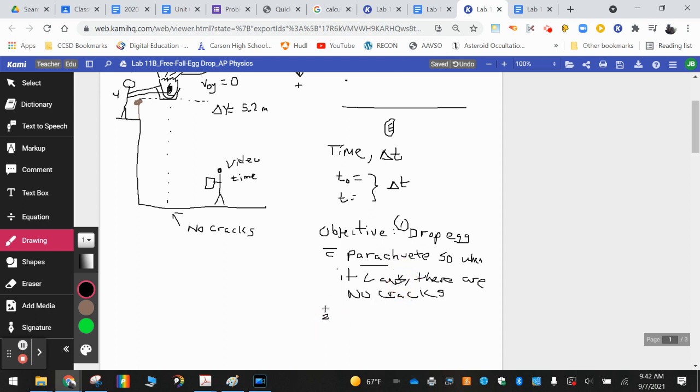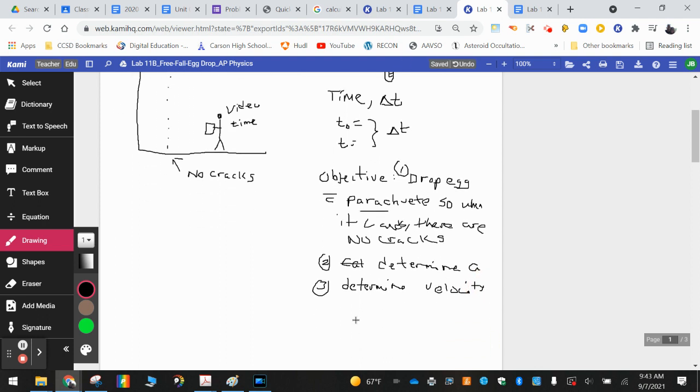Objective number 2, we also want to determine acceleration. And then 3, determine velocity before impact. Okay, almost done. Determine velocity before impact.